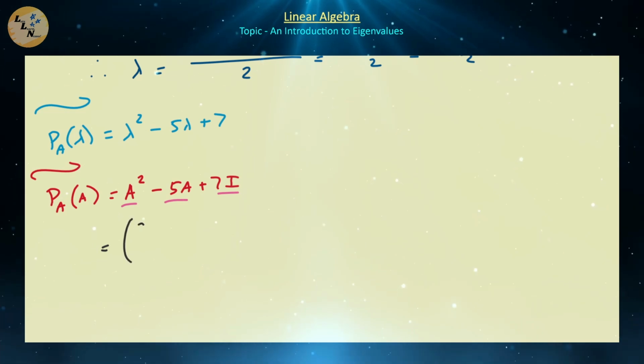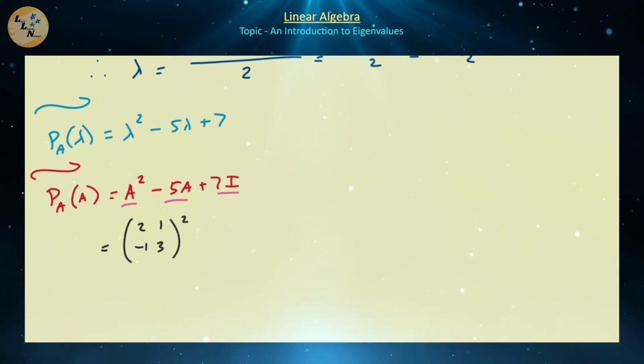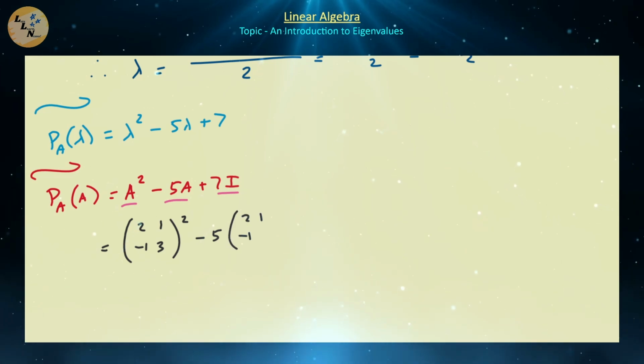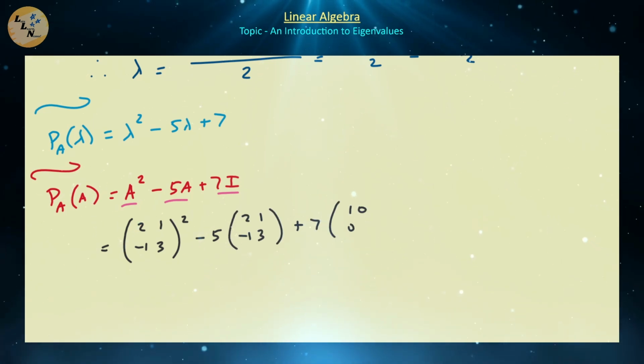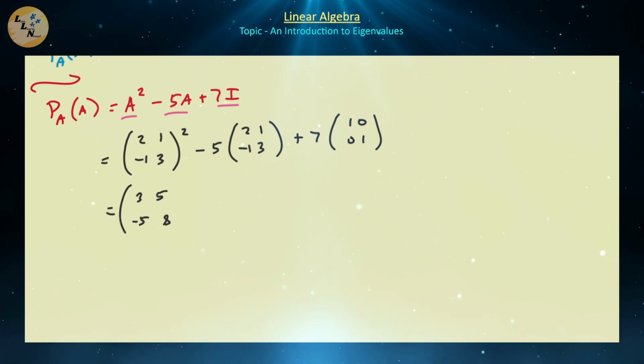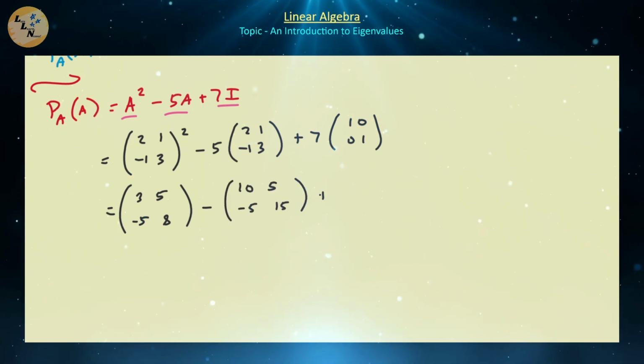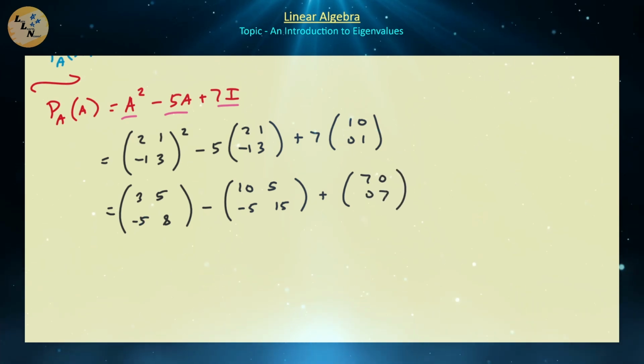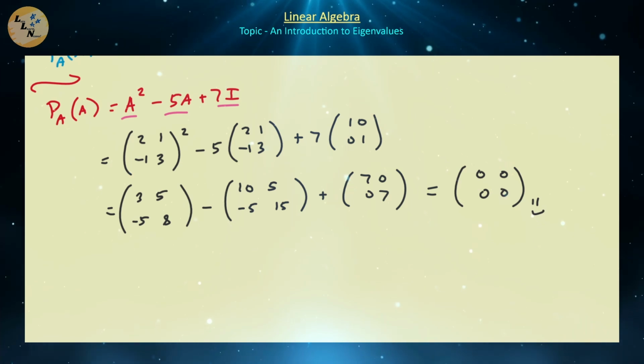So we're going to be doing [2, 1; minus 1, 3] squared minus 5 times [2, 1; minus 1, 3] plus 7 times [1, 0; 0, 1]. So let's expand this out. If you multiply [2, 1; minus 1, 3] by itself, you should get the matrix [3, 5; minus 5, 8], right? So we get that weird looking matrix. And then we're going to have minus [10, 5; minus 5, 15], plus [7, 0; 0, 7]. And if you take time and actually add all of those together, you get the matrix [0, 0; 0, 0], the zero matrix.